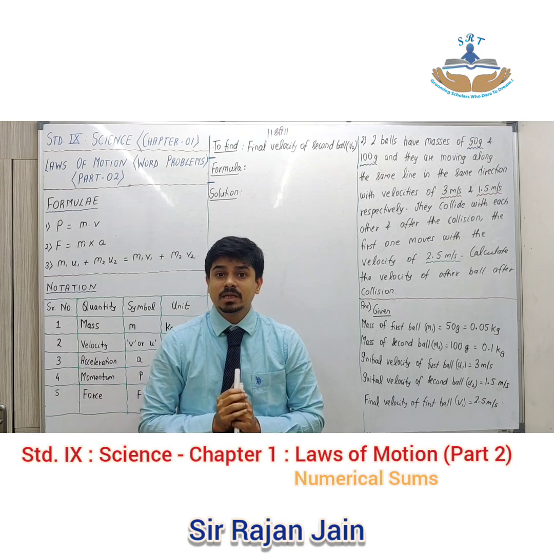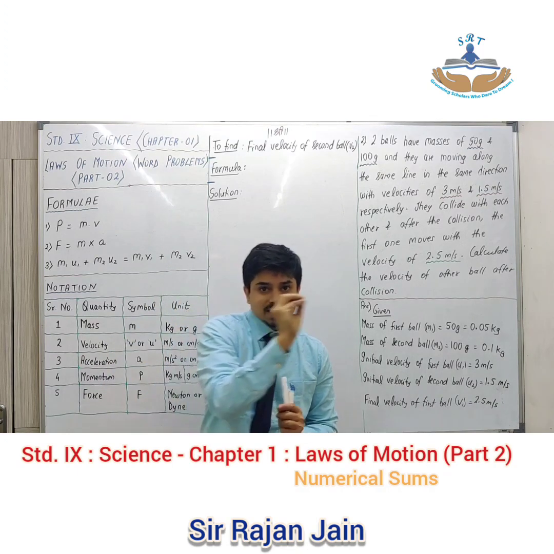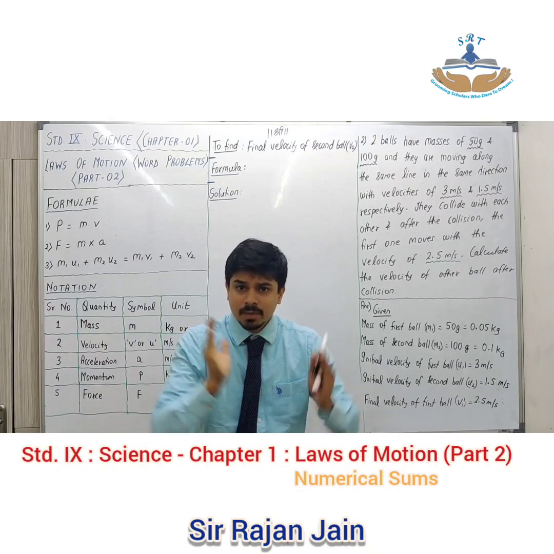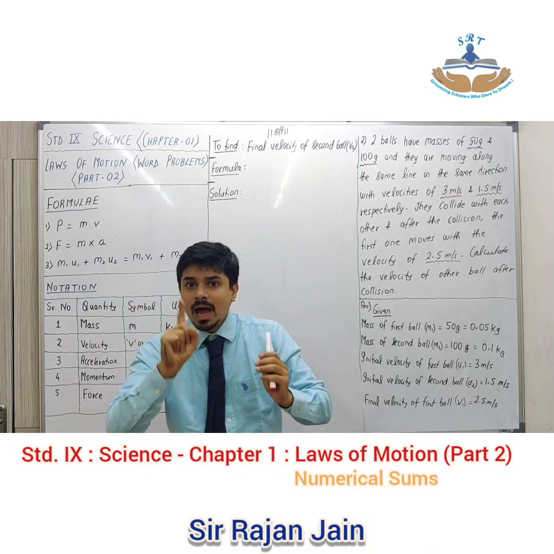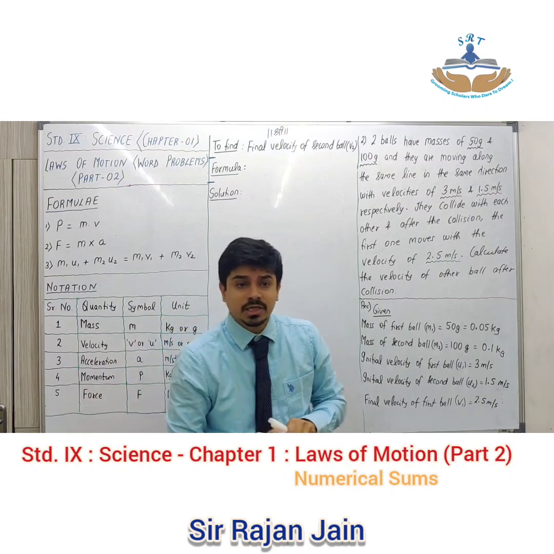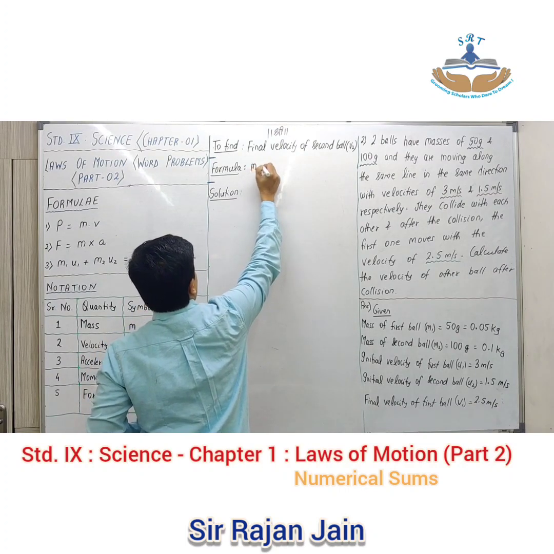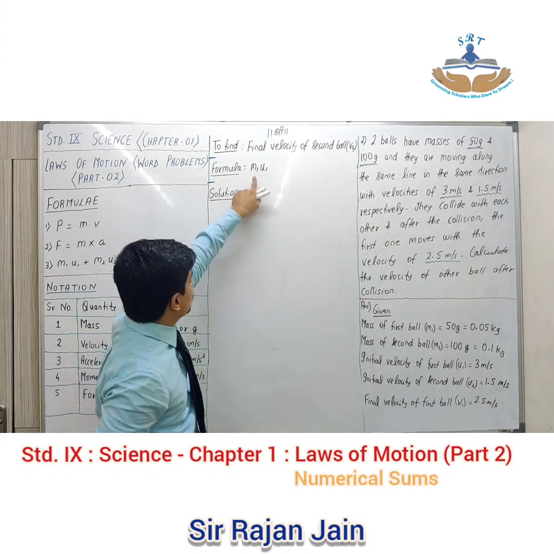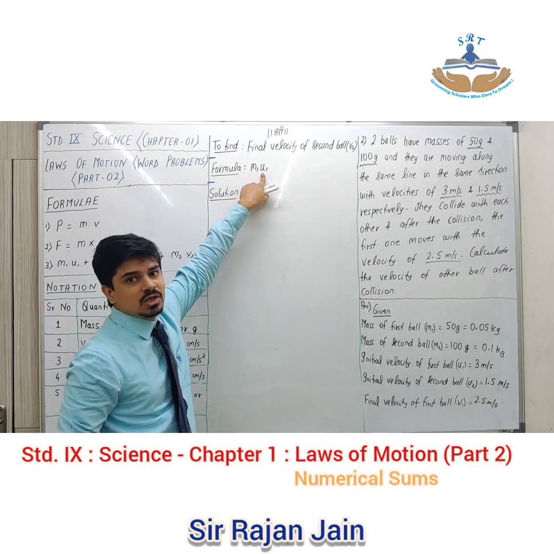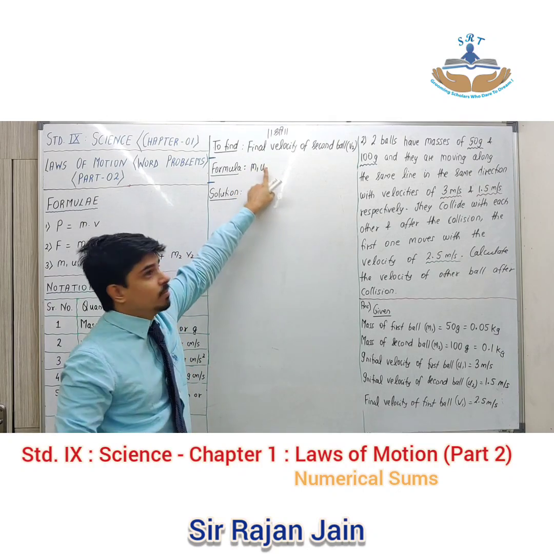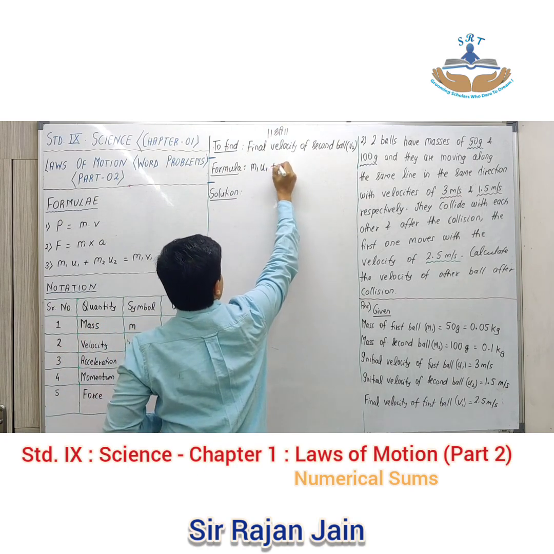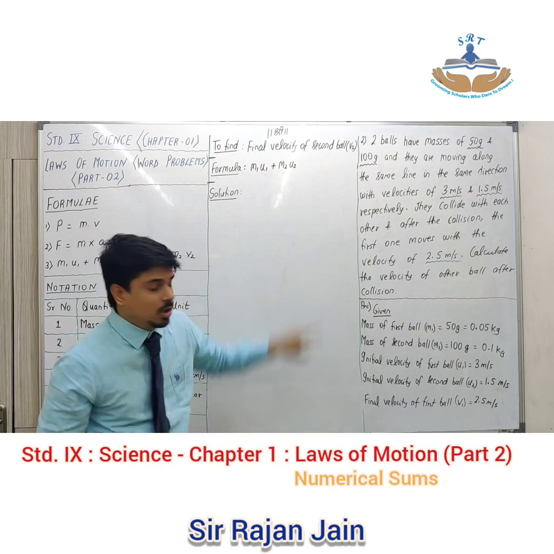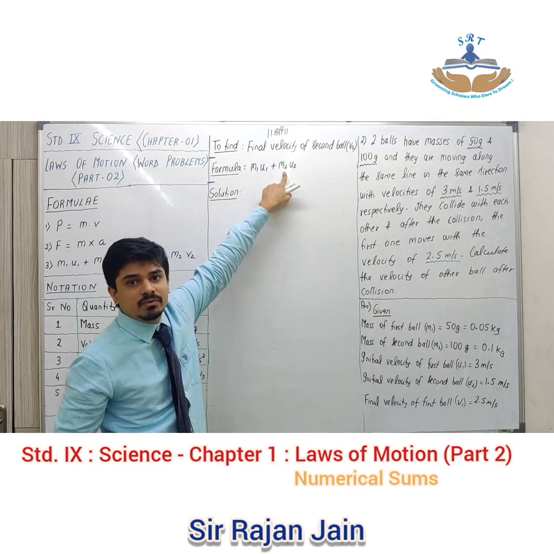Total initial momentum का मतलब क्या? Momentum of first ball plus momentum of second ball. Momentum का formula क्या है? Mass into velocity. Because I am talking about initial momentum, I have to talk about initial velocities over there. So m1 u1, suffix 1 stands for first ball. Okay, so mass of first ball into initial velocity of first ball. This is the initial momentum of the first ball plus mass of second ball into initial velocity of second ball. This becomes the initial momentum of the second ball.